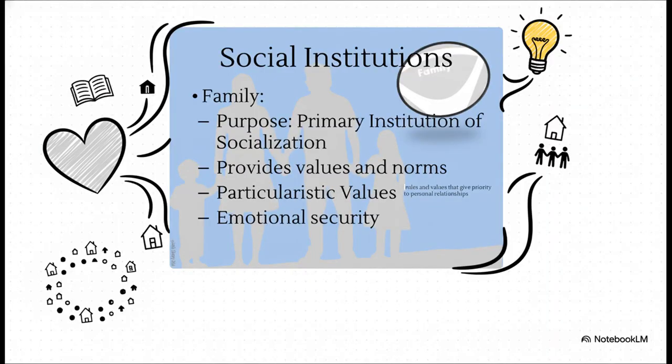Okay, so take the family, for instance. From this functionalist point of view, the family is like the heart of society. It's ground zero for learning the basic rules and values of our culture, and it provides that emotional security that kind of pumps life and purpose into the whole social body.